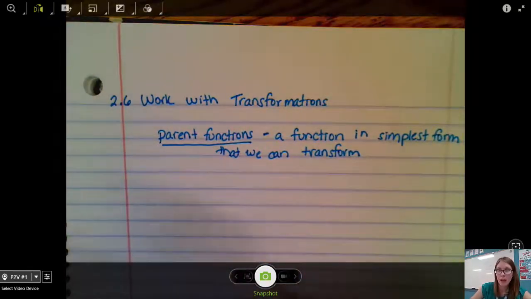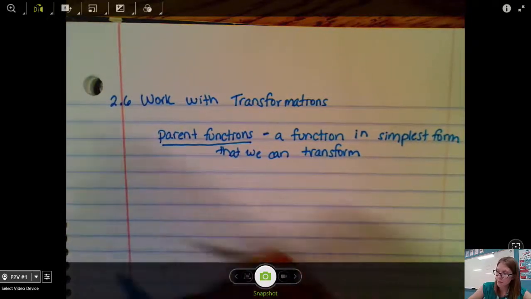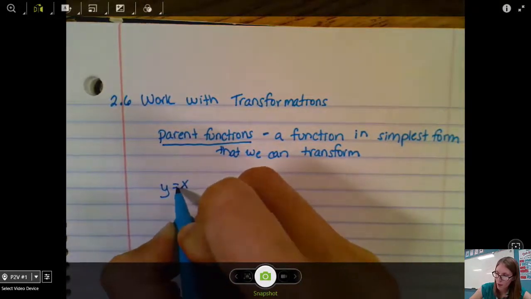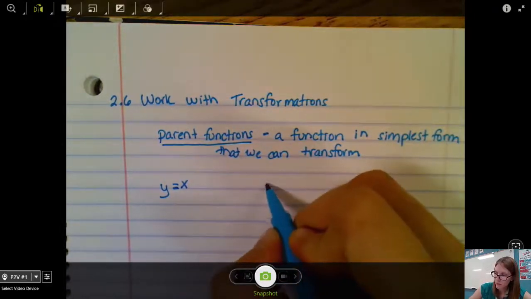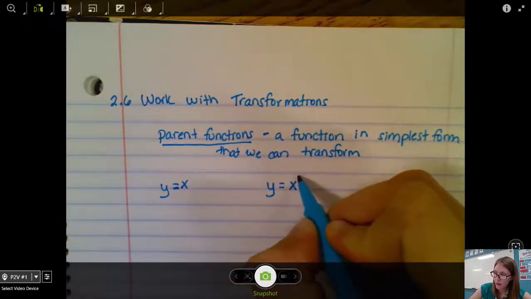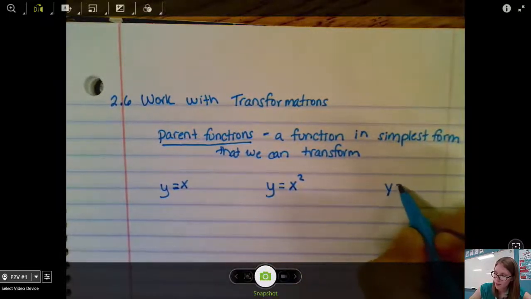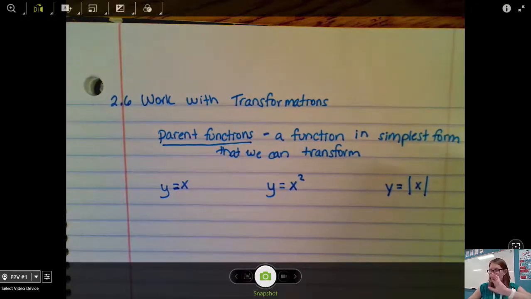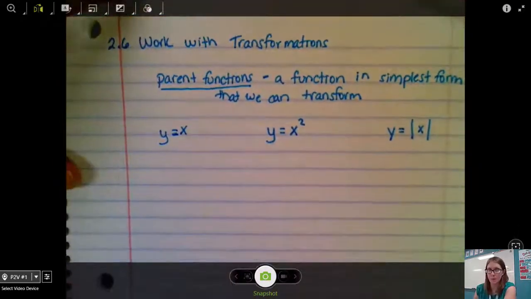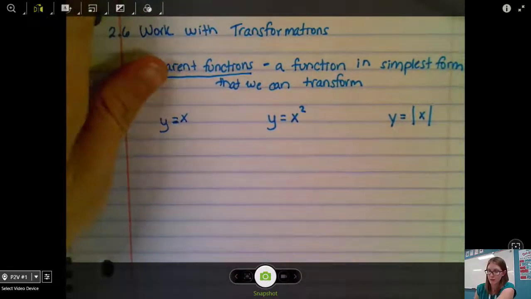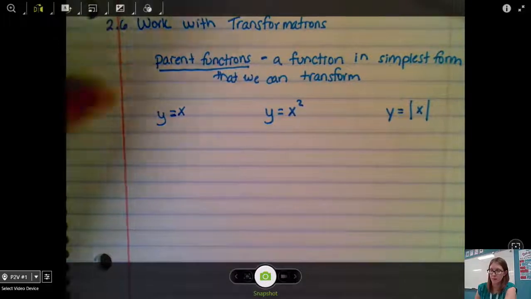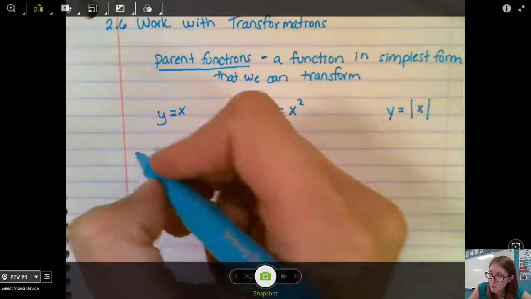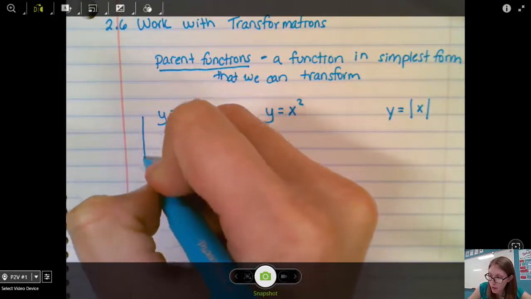So here are three main parent functions. y equals x, y equals x squared, and y equals the absolute value of x. So these are my three main parent functions that we're going to work with. So underneath this, I'm going to draw what that parent function looks like, and then also make a table of some x and y values that would go along.